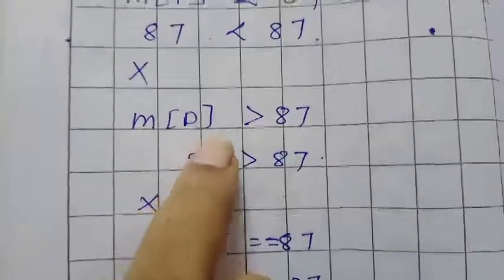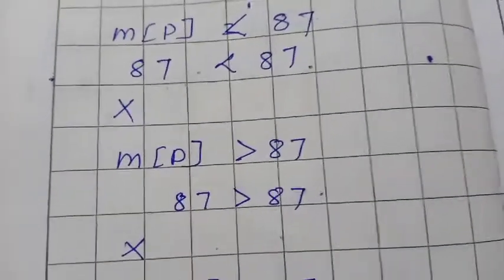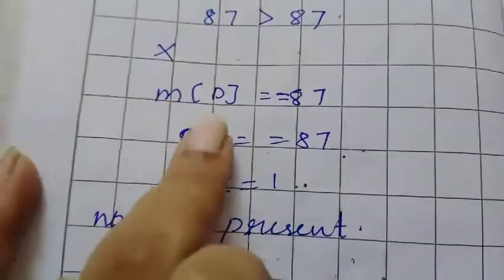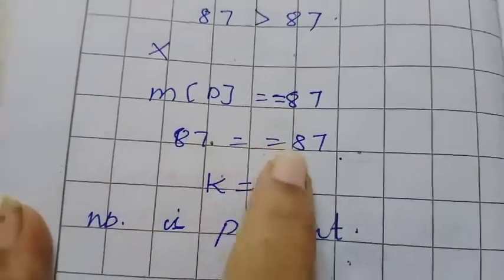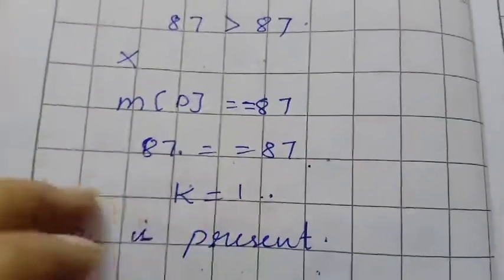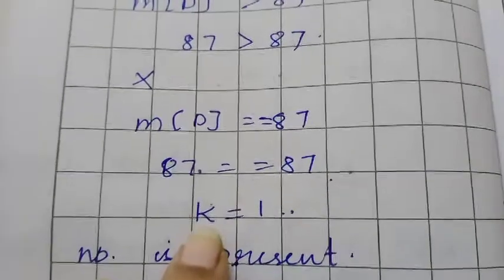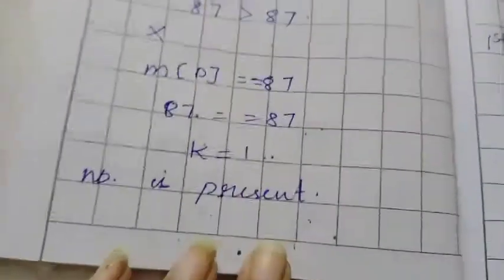So m of p is less than 87? No. Greater than 87? No, it is not greater also, because it is equal. So it is going to come to the next if, m of p equal to 87. So 87 is equal to 87. So k is equal to what? 1. Okay, so you have got the number. So the number is present. Since you have assigned k is equal to 1, again it will go into the loop.